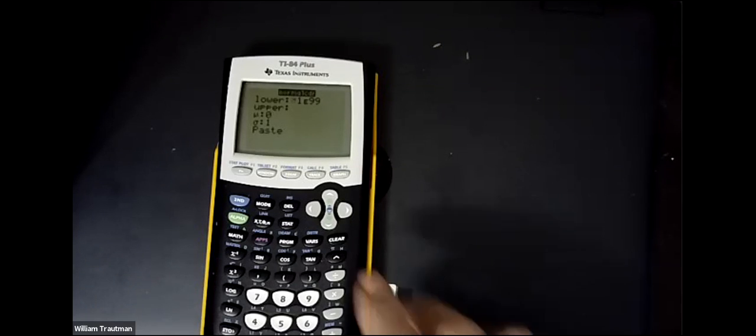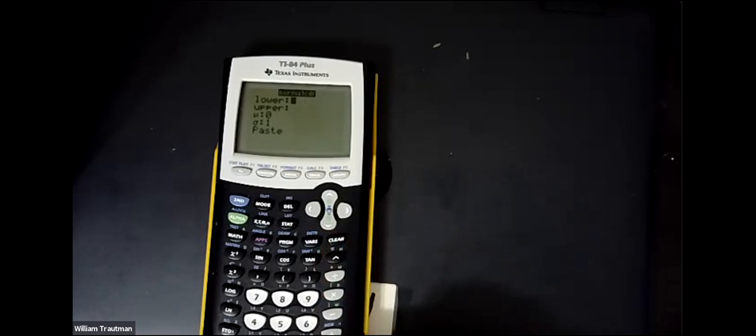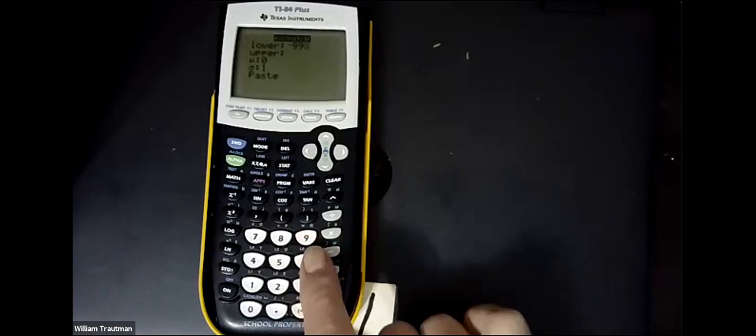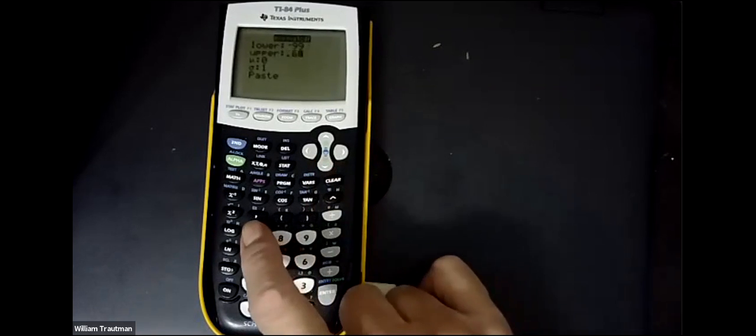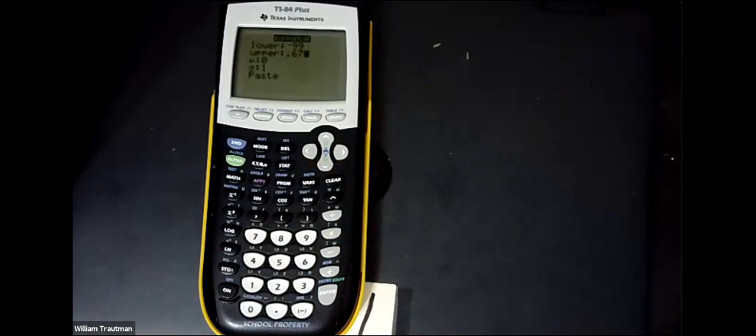So the lower limit is the far left, -99. The far right was 0.67. And the average is going to stay at 0 because that's what our Z value is, and our standard deviation is always 1. So we keep our mean 0 and our standard deviation 1. We're just putting in the lower and the upper parts. The lower is the left-hand side of our graph. The upper is the right-hand side of our graph.